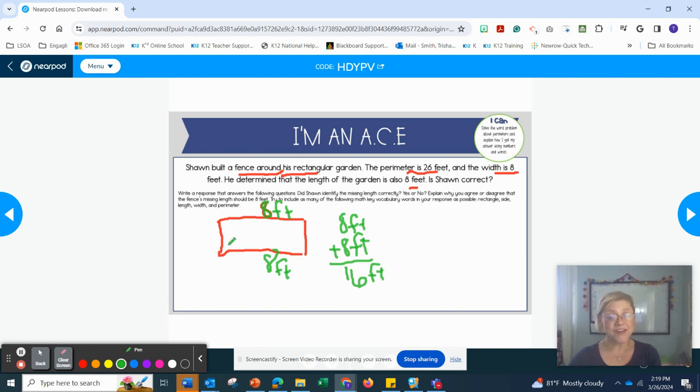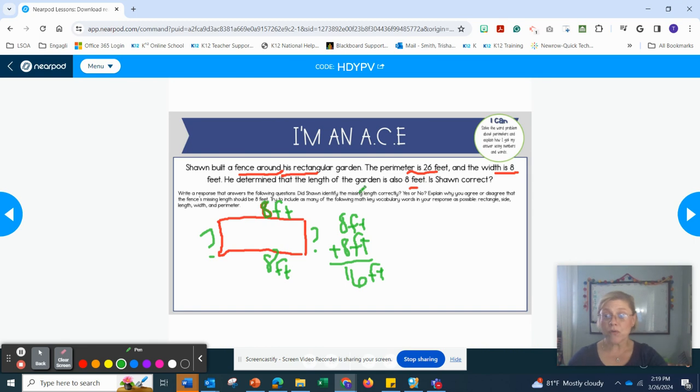Now, I still don't know my length. So I'm going to put a question mark here because that is my unknown right now. We need to find that length. Sean thinks it's 8 feet. It could be. Maybe. I don't know. Stranger things have happened.